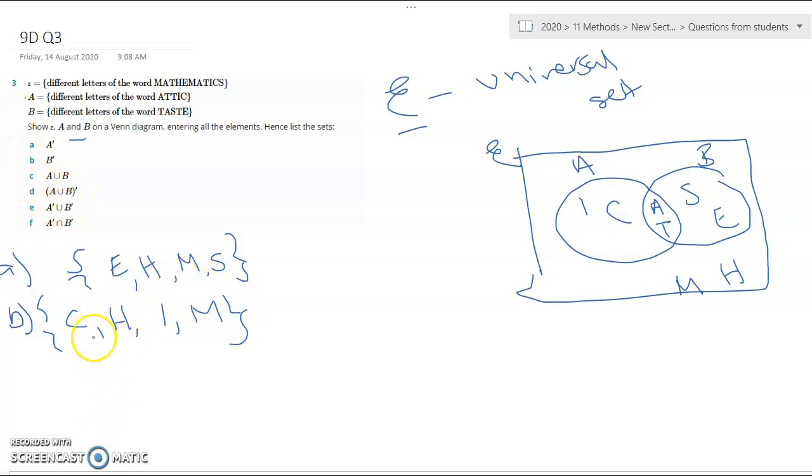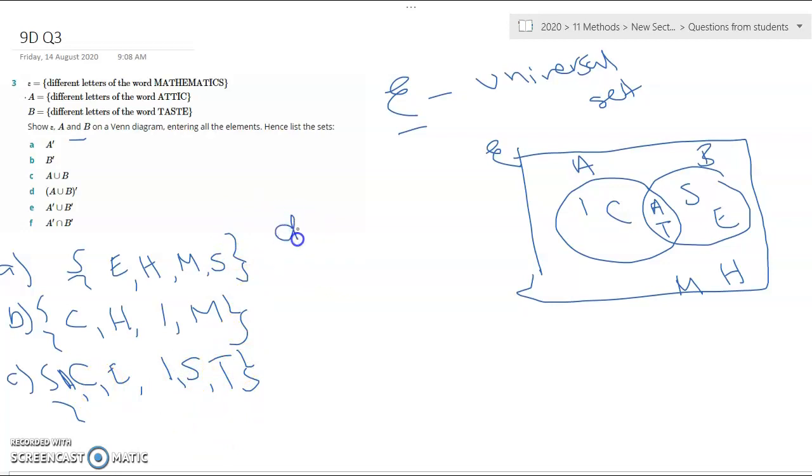Looking at C, we're looking at the union of A and B. We know that the union of A and B is all of B plus all of A minus the intersection, because otherwise it'd be repeated. We don't have to write that out because we're looking at a Venn diagram. So you're just going to write down the union of these two, which is going to be, oh sorry, I forgot A, A, C, E, I, S, T. All right, so there we go.